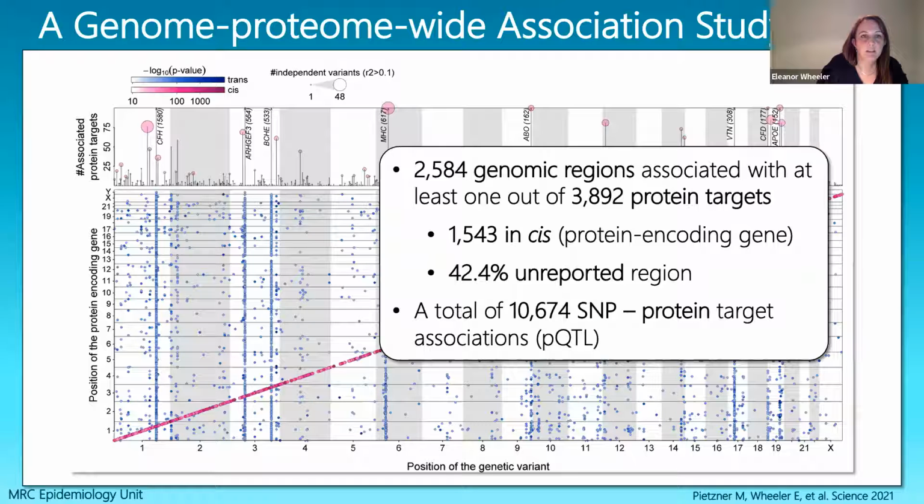And so there are just over 2,500 genomic regions associated with at least 1 out of almost 4,000 protein targets. Over 1,500 of those were in cis, so near the protein encoding gene. And at the time, just over 40% of those were actually unreported. So it's a massive advance on what was available at the time. And there were a total of 10,674 SNP protein target associations.